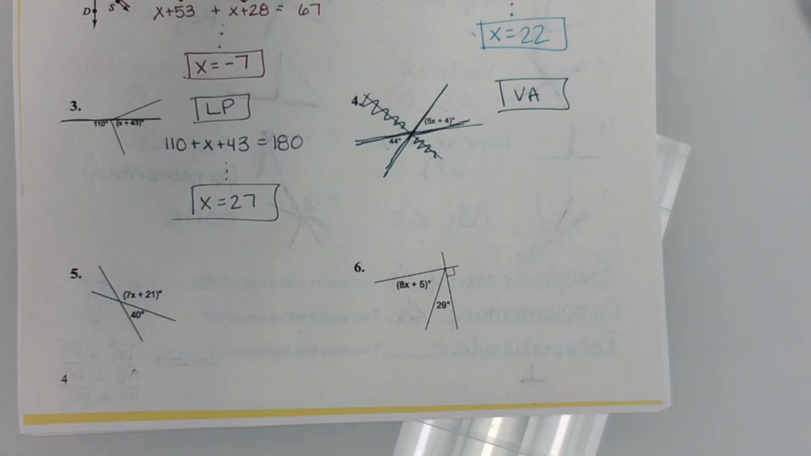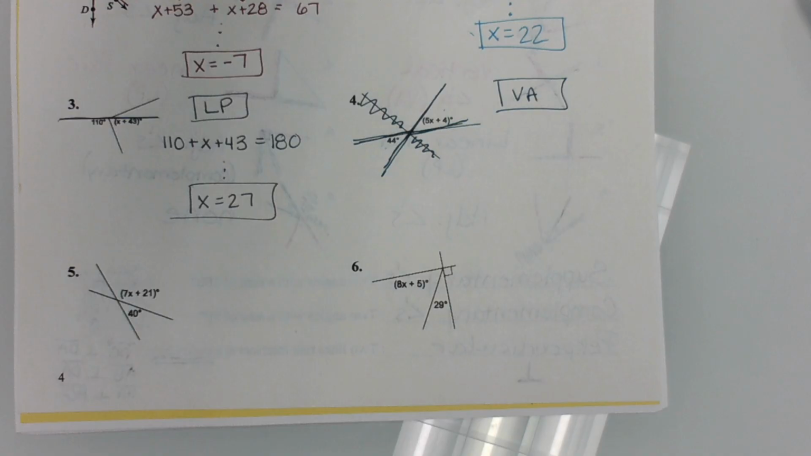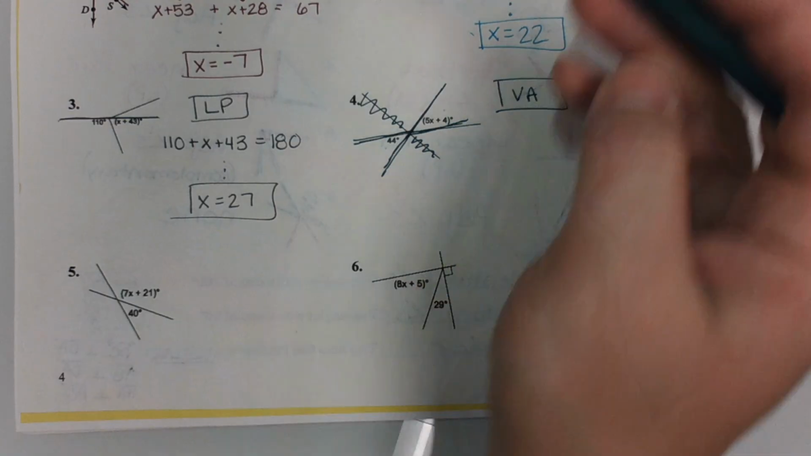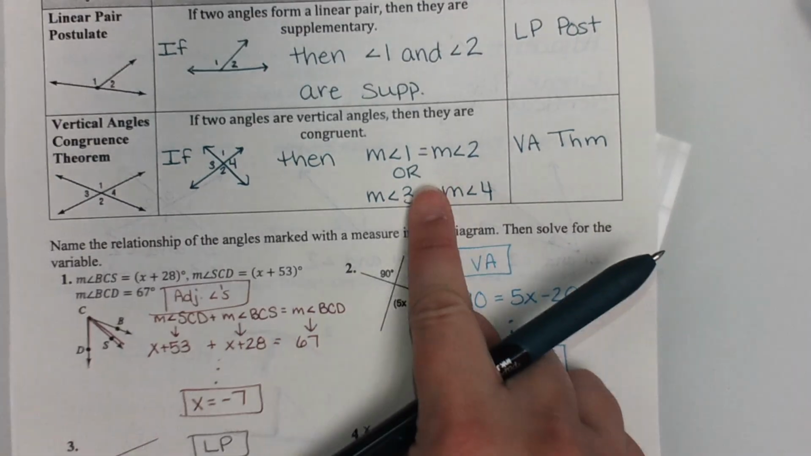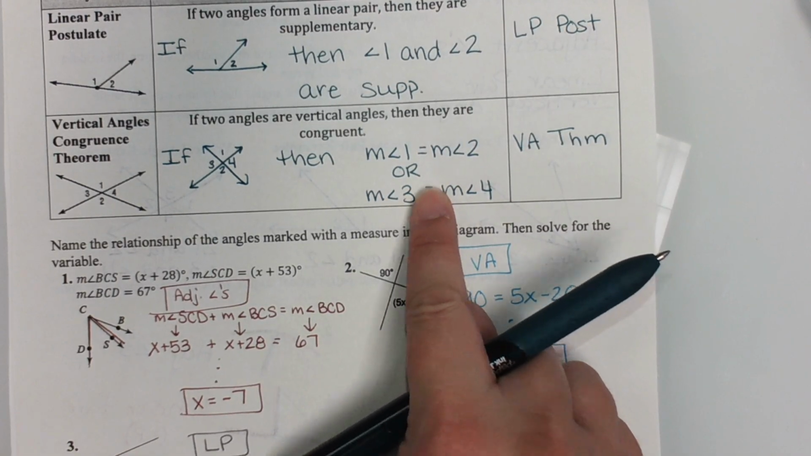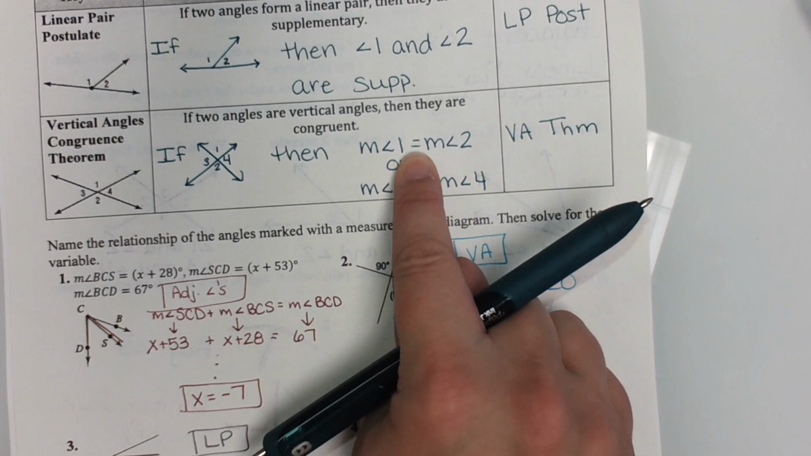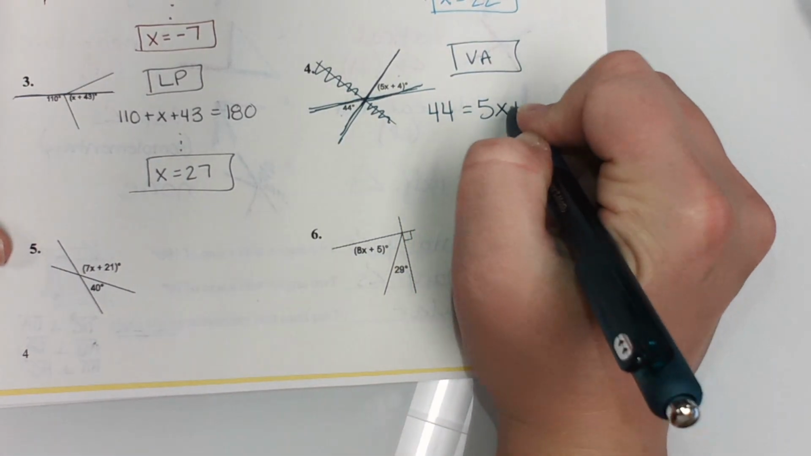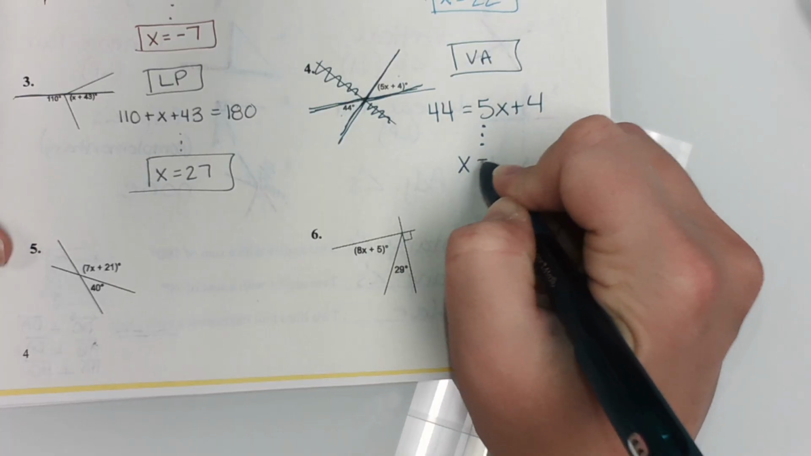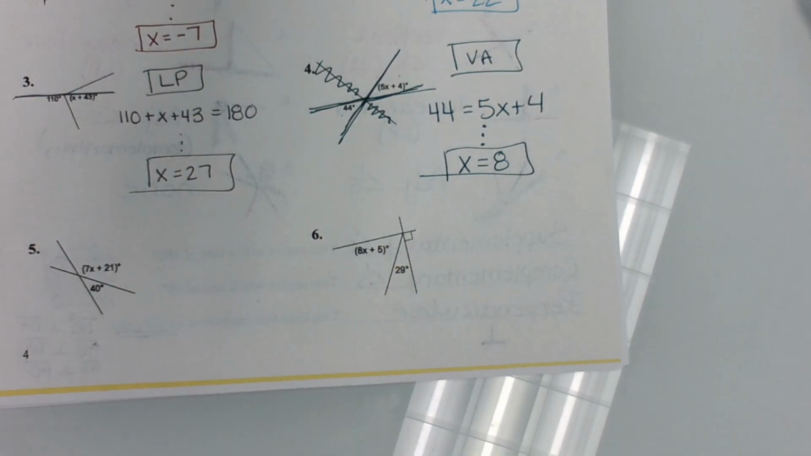Jackson, if they're vertical angles, what is true about these two angles? What's it say above in the vertical angle congruence theorem? It says they're congruent. What's congruent mean? What's between the two angles? They're equal. 44 equals 5x plus 4. You would get that x is 8.